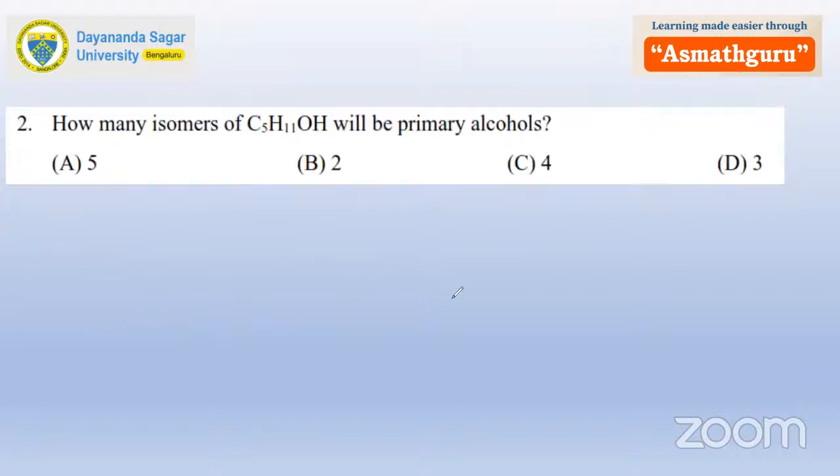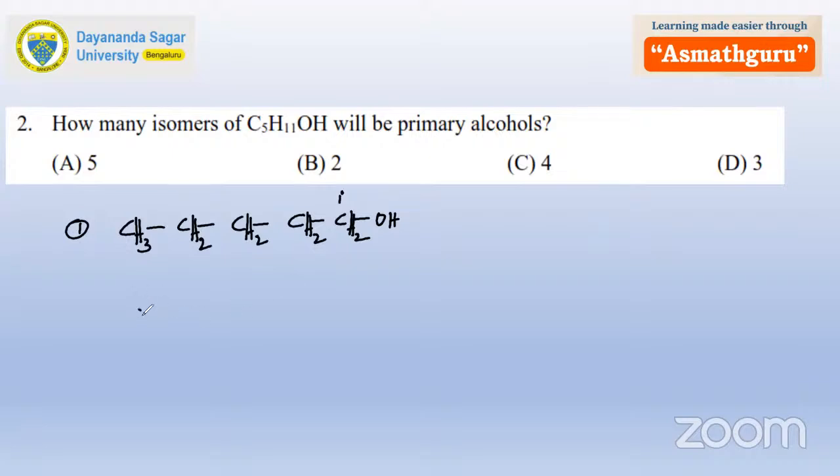How many isomers of C5H11OH will be primary alcohol? Very simple. C5 means how many carbon atoms? 1, 2, 3, 4, 5. This is OH. And this is CH2, CH2. So the valency of carbon is 4, so we have to make it CH3. So this is one isomer. It's a primary alcohol, because this carbon is a primary carbon.